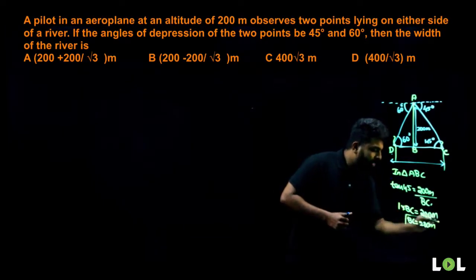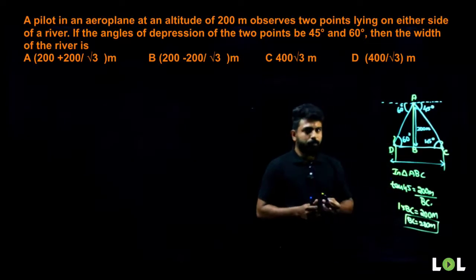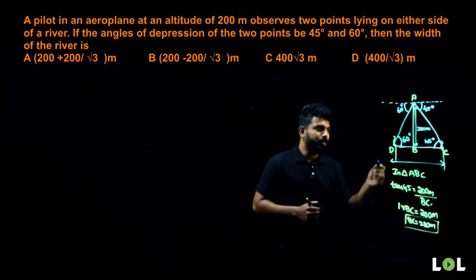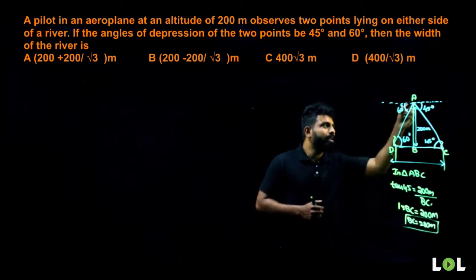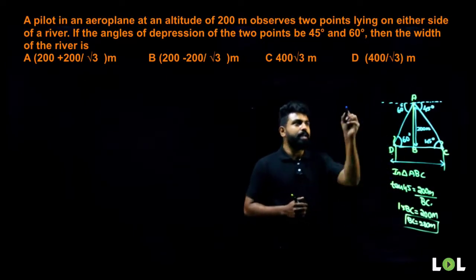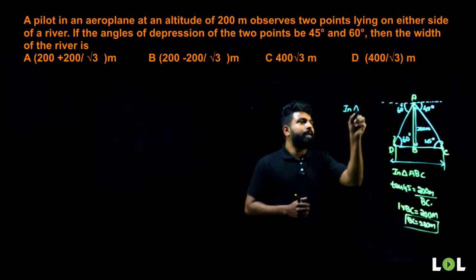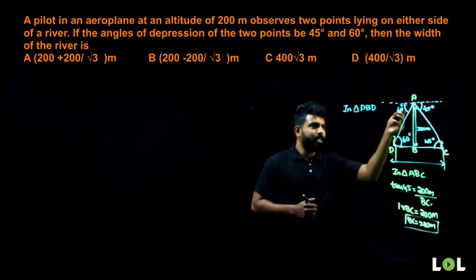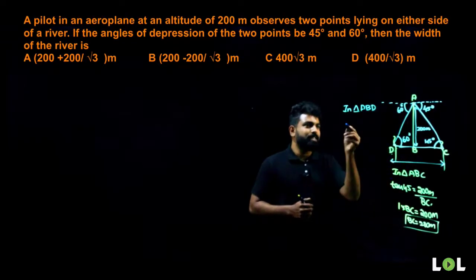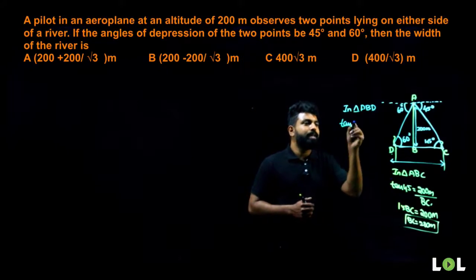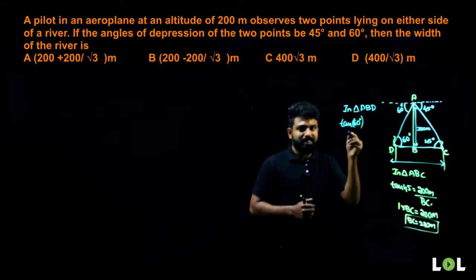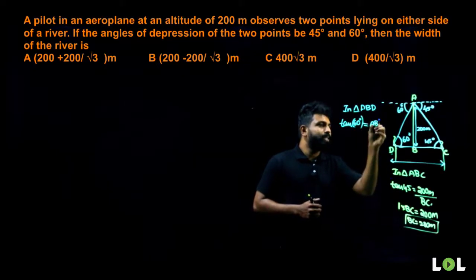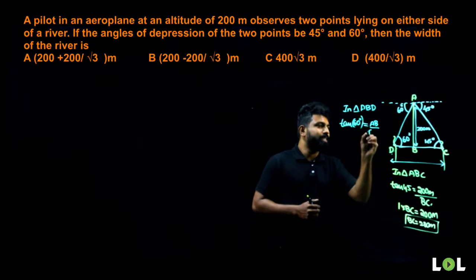So now what do we need to find out? We need to find out DB. So if we find out BD or DB, we'll be getting the entire length of the river. So to find out DB, what do I need to consider? I need to consider triangle ABD. In triangle ABD, what do we know? We know the altitude once again, that is nothing but opposite. What do we need to find out? Adjacent, that is nothing but tan theta. Here, value of theta here is 60 degrees. That is nothing but opposite, that is AB, which is nothing but 200 meters divided by adjacent, that is BD.